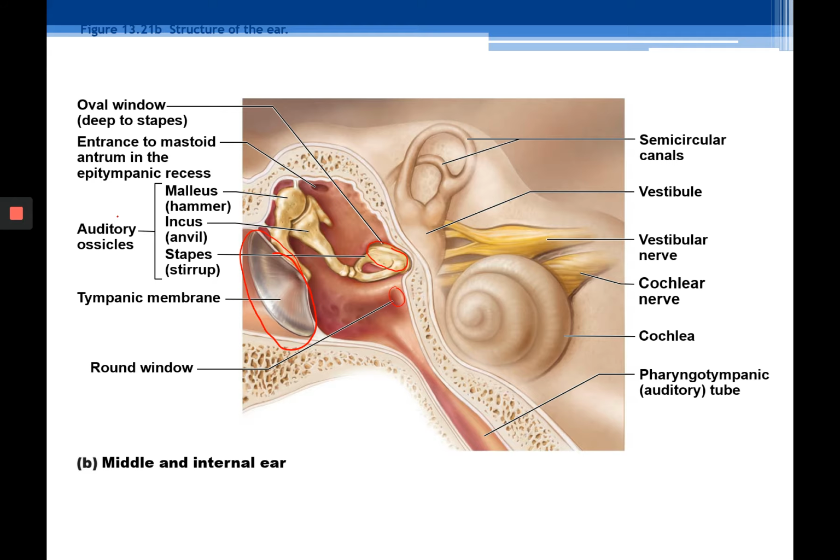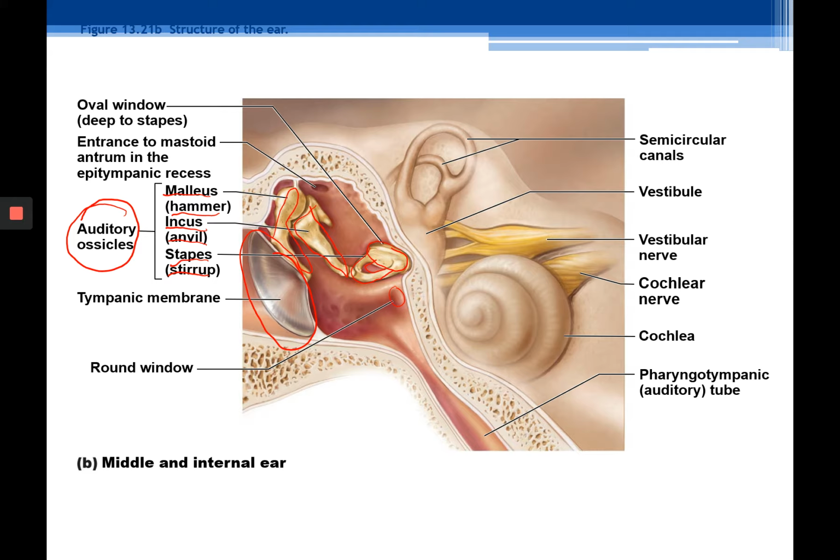The auditory ossicles consist of the malleus, incus, and stapes, and they do have other names because of their shape. The hammer, anvil, and stirrup. So the malleus is called the hammer, the incus is called the anvil, and the stapes is called the stirrup.